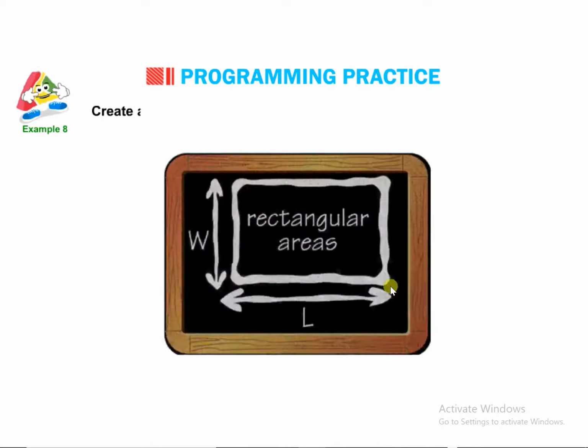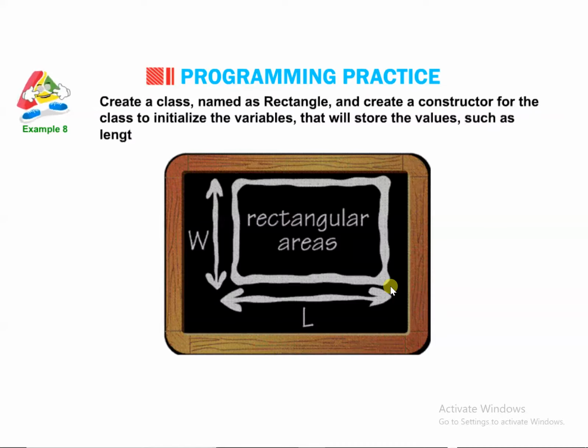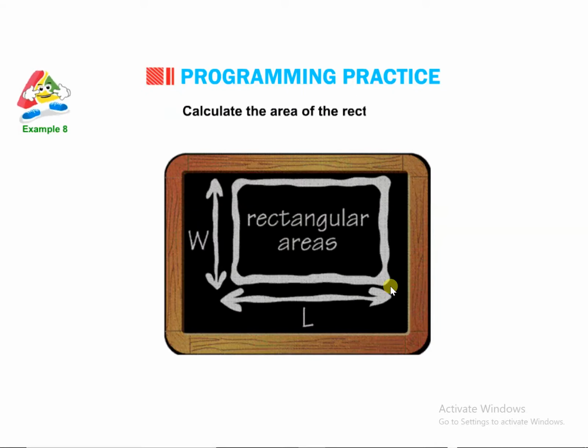Example. Create a program to demonstrate the use of copy constructors. Create a class named Rectangle and create a constructor for the class to initialize the variables that will store the values such as length and breadth of a rectangle. Calculate the area of the rectangle.